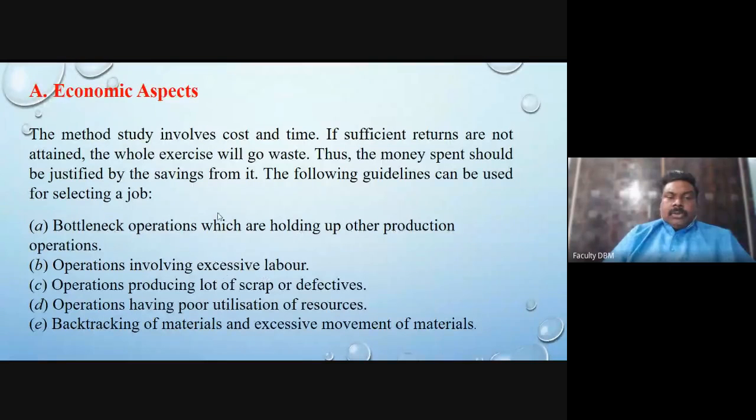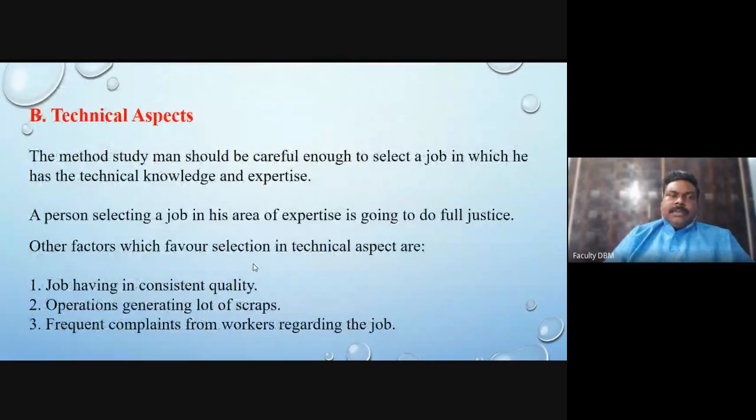Bottleneck operations are those holding up the production operations, so we need to see which operations are hindering our growth. Operations involving excessive labor, a lot of scrap, poor utilization of resources. Backtracking, meaning reutilization of materials, or recycling, reusing or reducing the materials, and excessive movement of materials. These are the economic aspects we have to consider while taking a job into consideration for study.